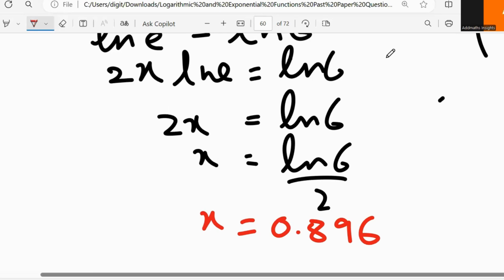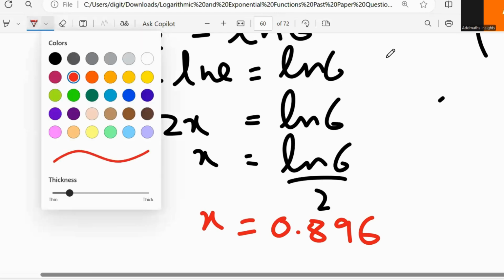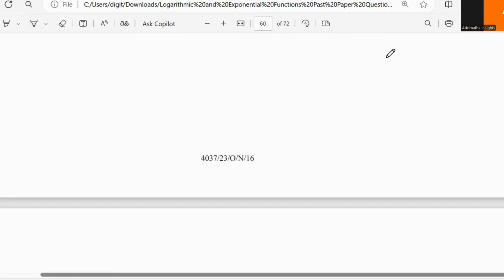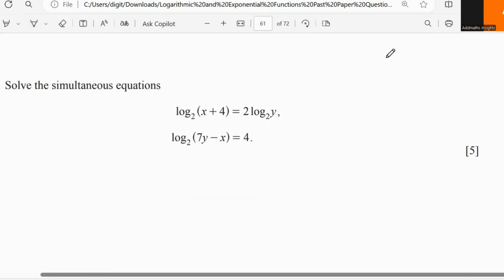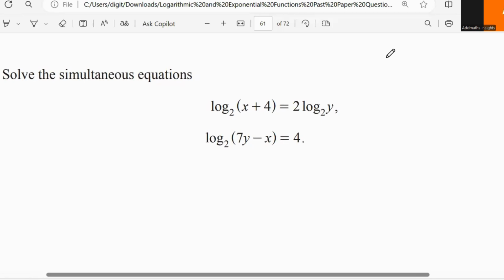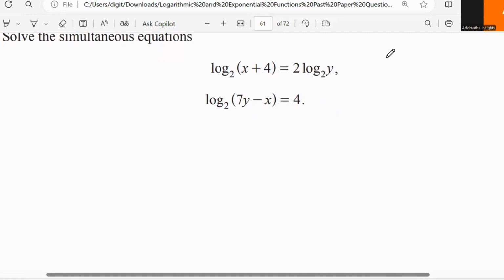Now let's start another question. Another question is: solve the simultaneous equations. You have to solve log base 2 of (x+4) = 2 log base 2 of y, and log base 2 of (7y - x) = 4. So the first step, in order to solve this simultaneous equation, is to change into a single logarithm.